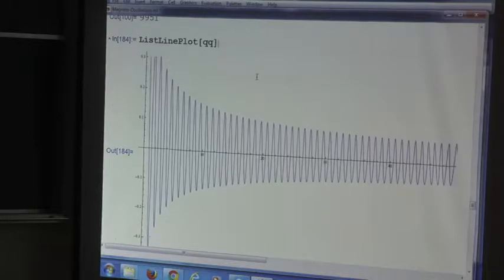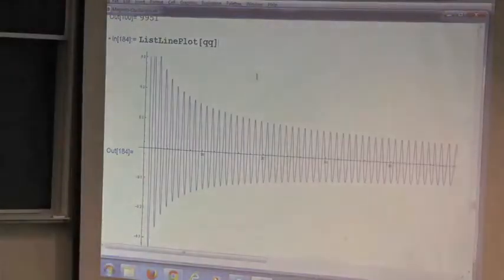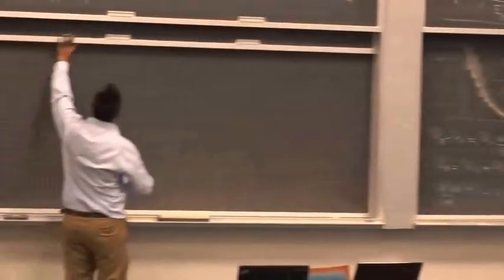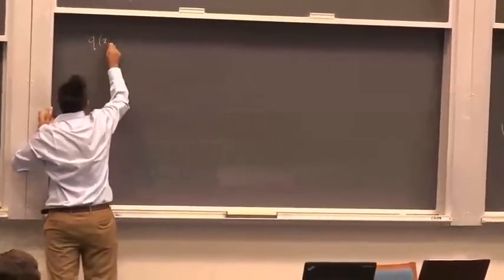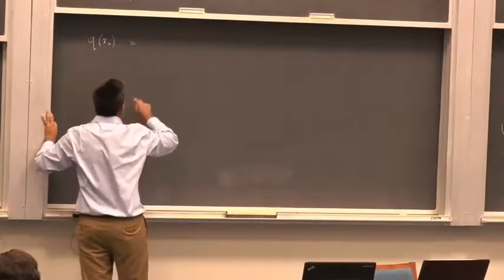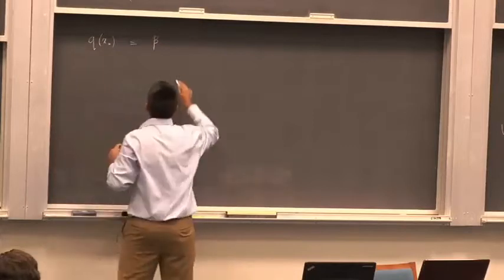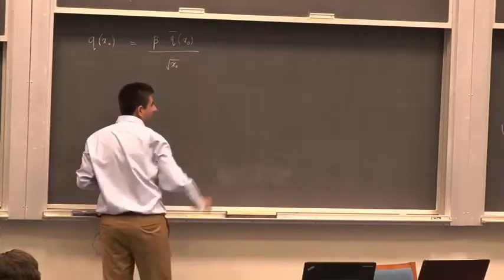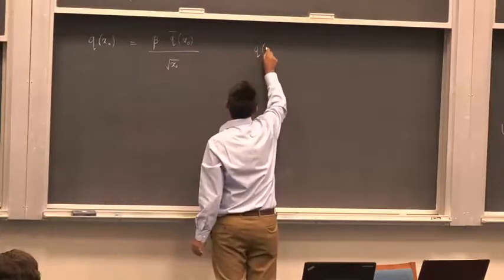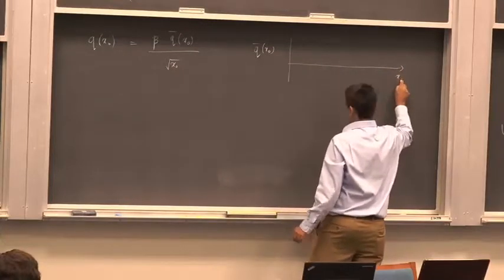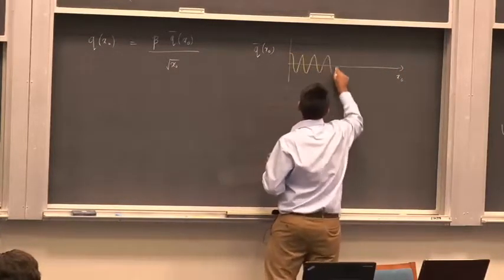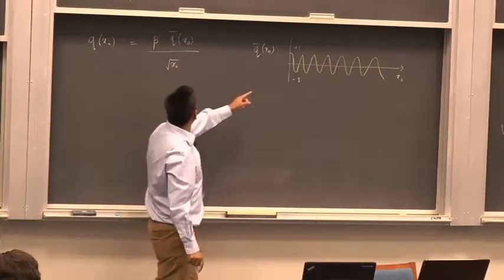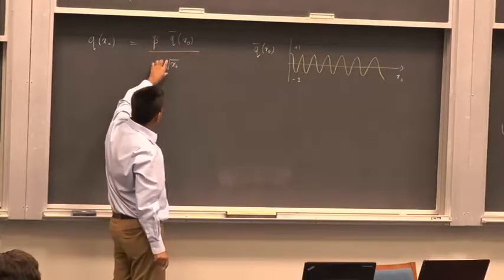So let's look at that over here. My Q of x naught is being modeled as some constant beta times Q bar of x naught over the square root of x naught. Now Q bar of x naught just represents an oscillation of a fixed amplitude, of say +1 -1. This oscillation you multiply with some scaling factor beta, and it has a dependence on x naught.